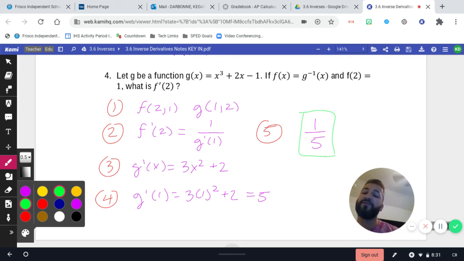So you really need to know this formula to get these kind of questions right. Okay, but that concludes inverse derivatives just using the formula. The second notes is going to be inverse derivatives, but with trig.